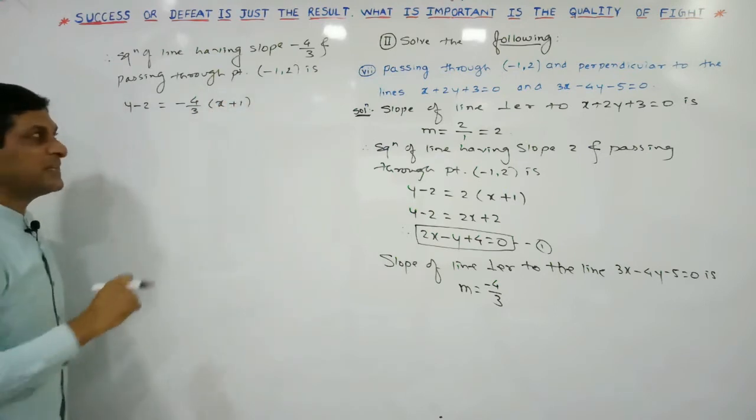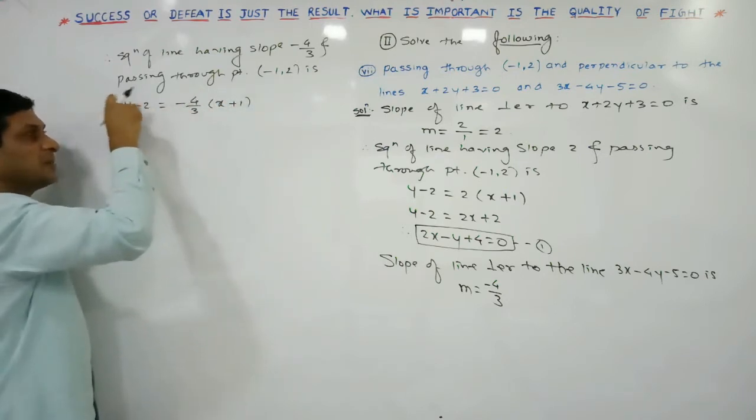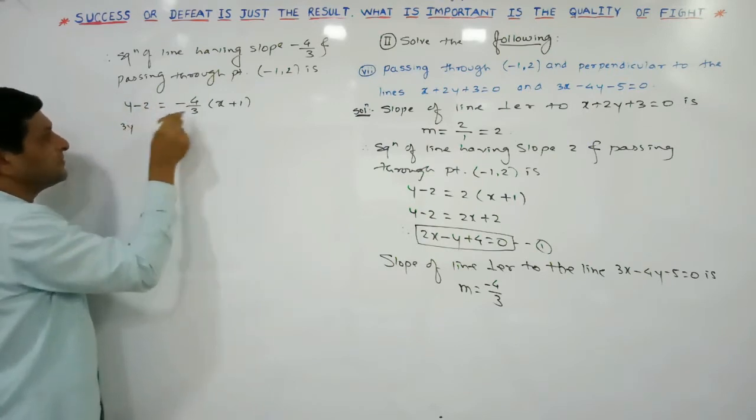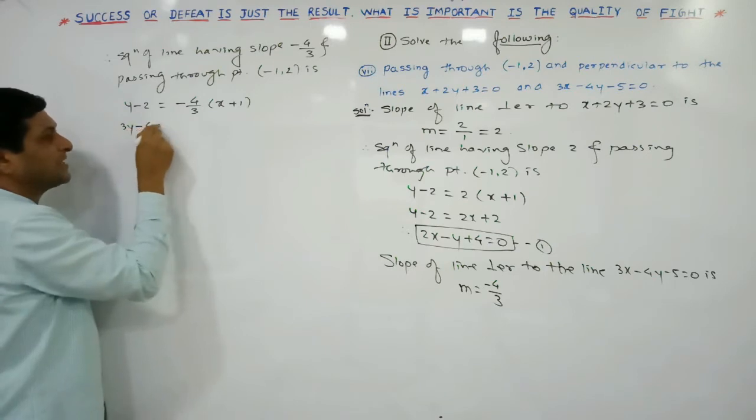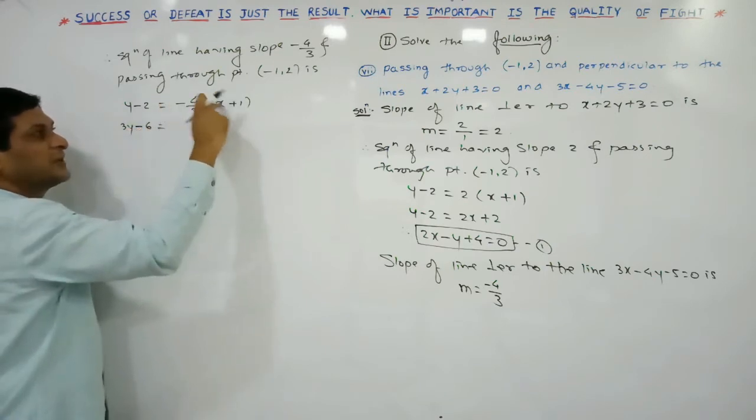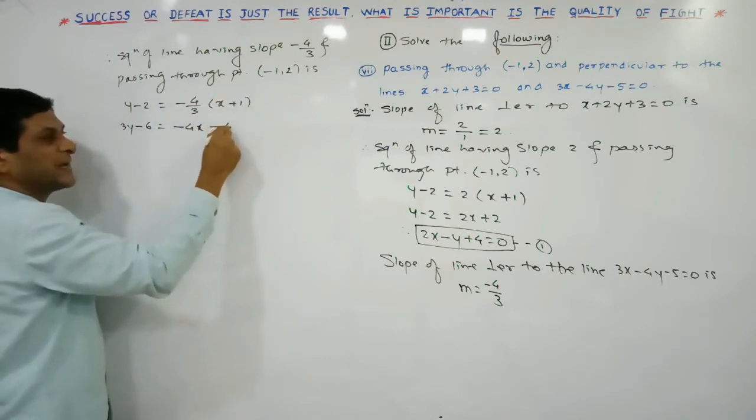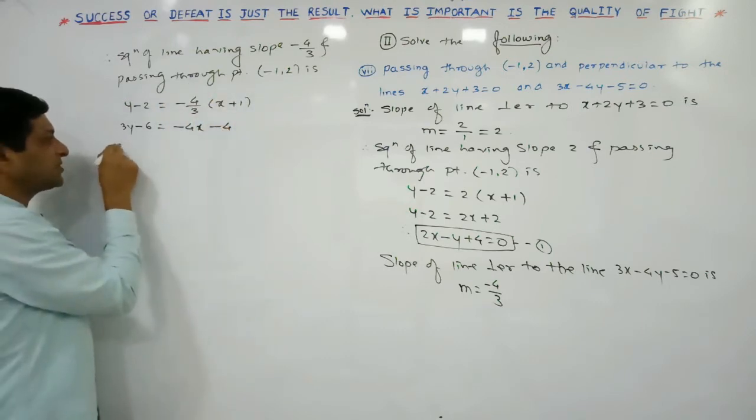Now let us simplify this equation. This 3 will get multiplied to both the terms on this side. So what will we get here? 3y, and 3 into minus 2 is minus 6. On this side, minus 4 into x is minus 4x, and minus 4 into 1 will be equal to minus 4. Now write down this equation in standard form.